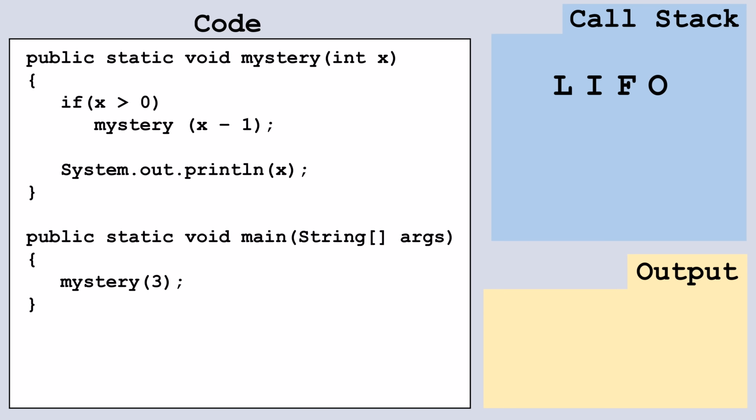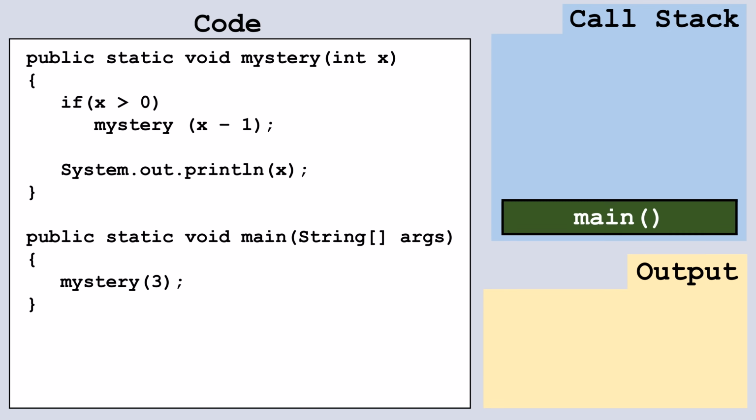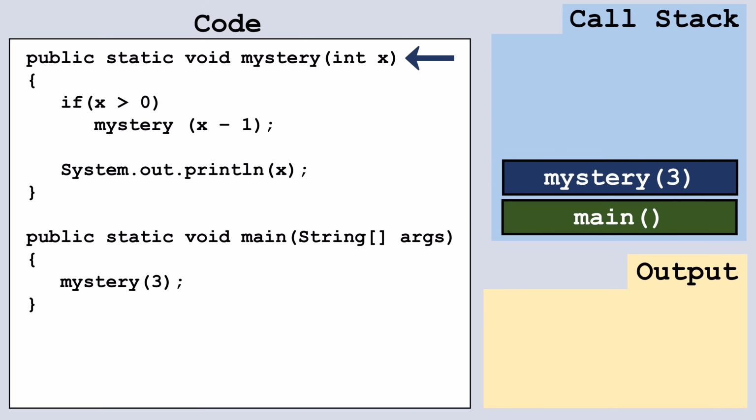A call stack is a LIFO structure, which stands for last in, first out. Pay attention to how new stack frames are pushed onto the top of the stack. The newer frames at the top will be the first to be popped off the stack. We start with a call to the main method and push a frame onto the stack. When main calls mystery 3, another frame is pushed onto the stack with x set to 3.